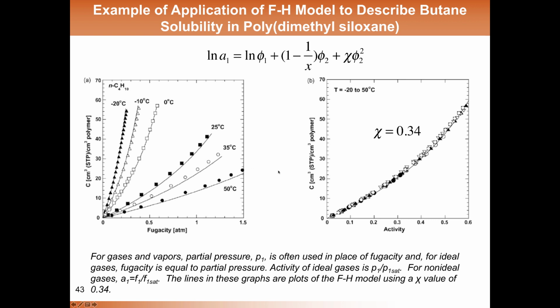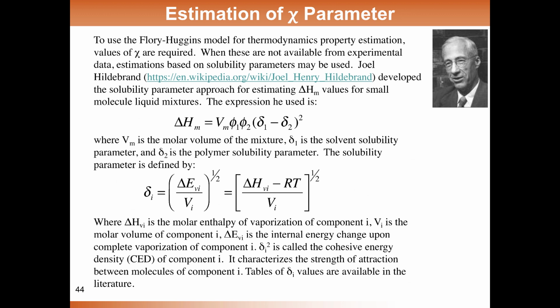And it's one of the first stopping points in this kind of modeling. There are more sophisticated methods that can be applied, and we will talk about those. But this is a very simple model and gets very good quantitative results in this case. The estimation of the chi parameter we talked about a little bit earlier, and what's been done historically is to turn to the work of Joel Hildebrand.